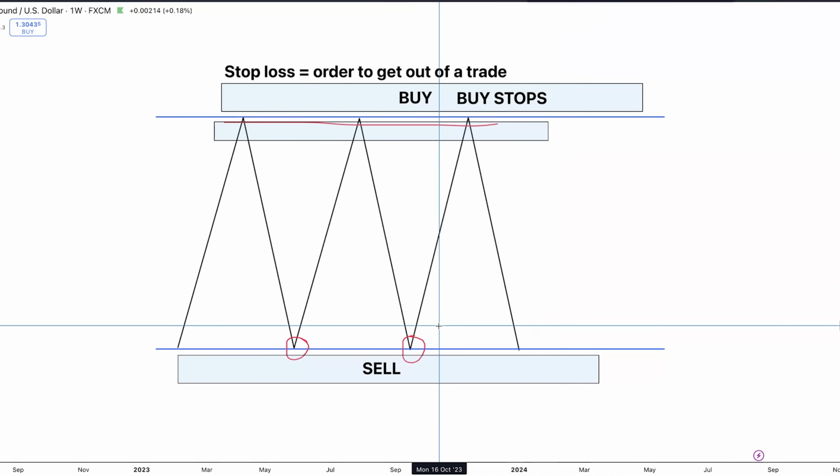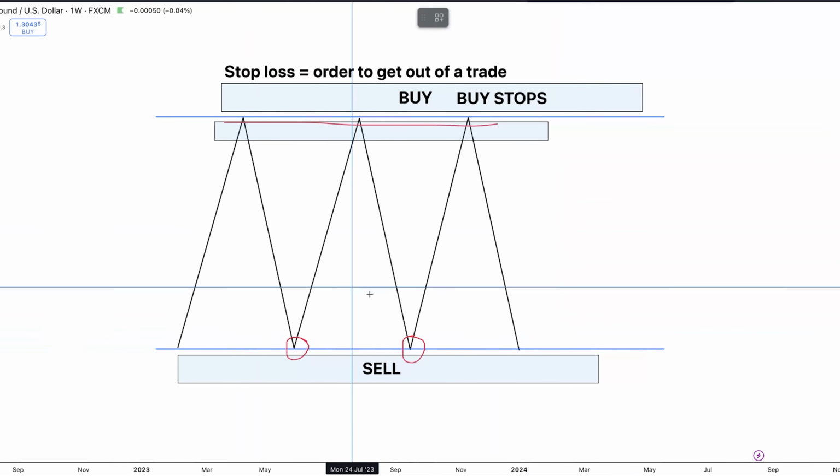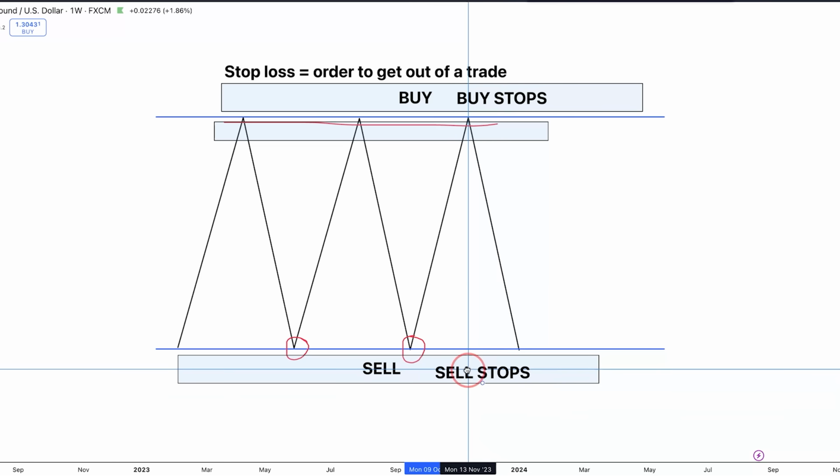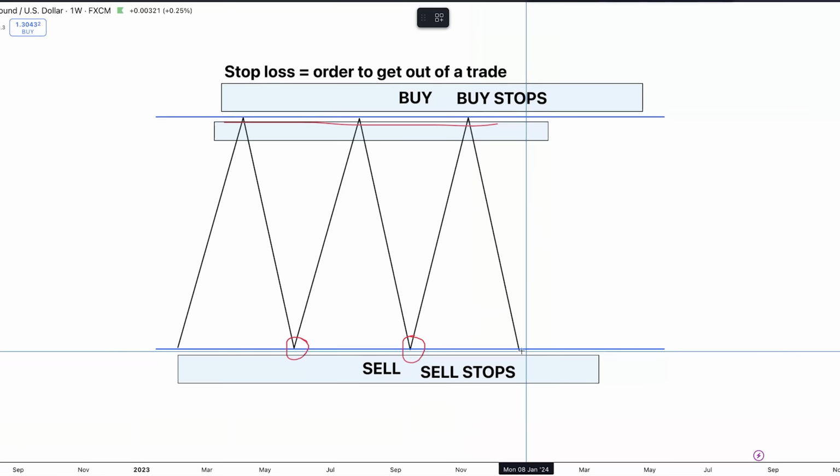The same goes for the equal lows. There are sell stops down here. So there are traders on this side who are looking to take a break retest trade the other way.